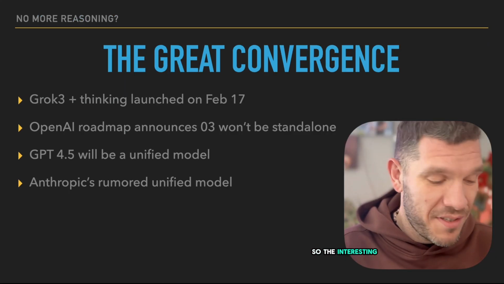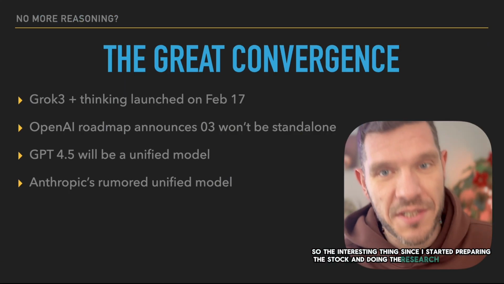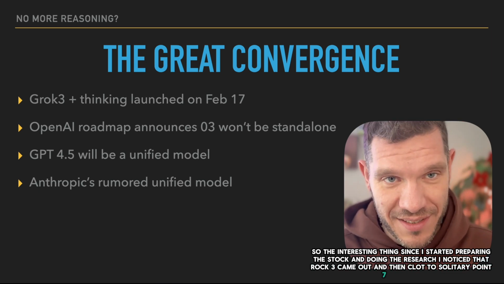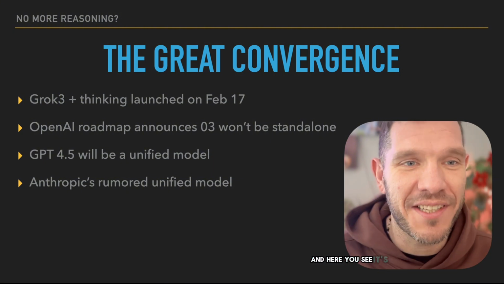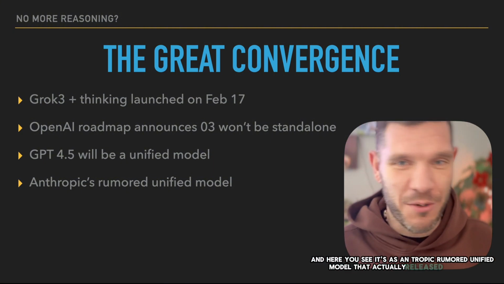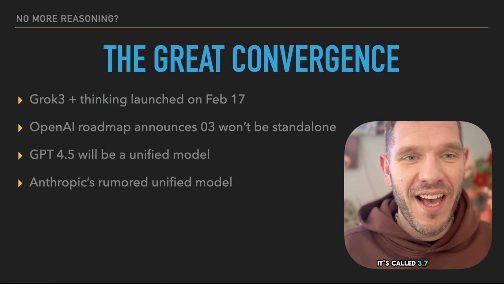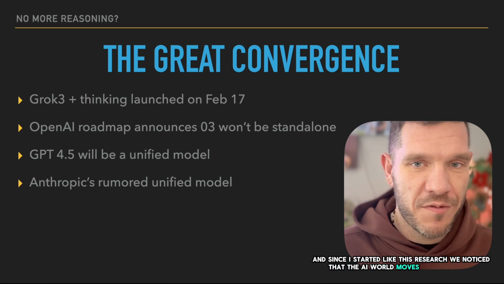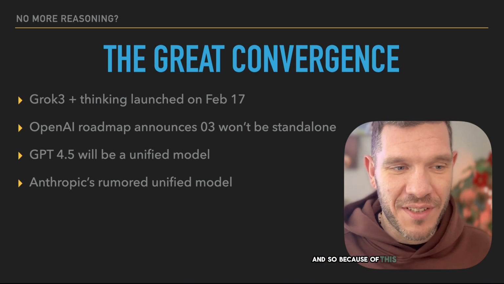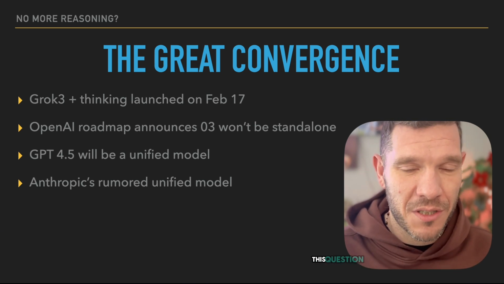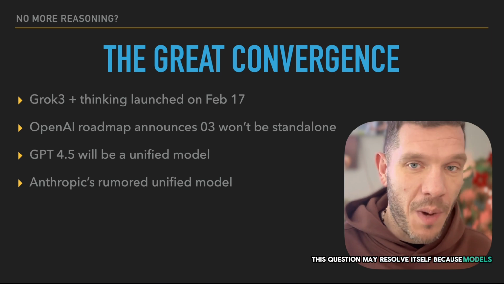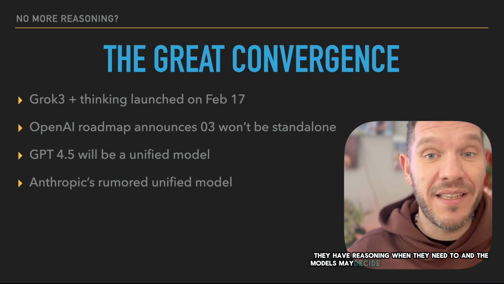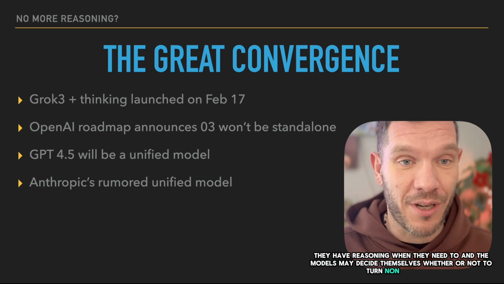So interesting thing, since I started preparing this talk and doing the research, I noticed that Grok 3 came out, and then Claude Sonnet 3.7 came out. And here you see it says Anthropic Rumored Unified Model. They actually released the model. It's called Claude 3.7. And since I started this research, we noticed that the AI world moves incredibly fast. And so because of this, the question may not matter soon. This question may resolve itself because models are converging towards unified models that have reasoning when they need to, and the models may decide themselves whether or not to turn on reasoning.